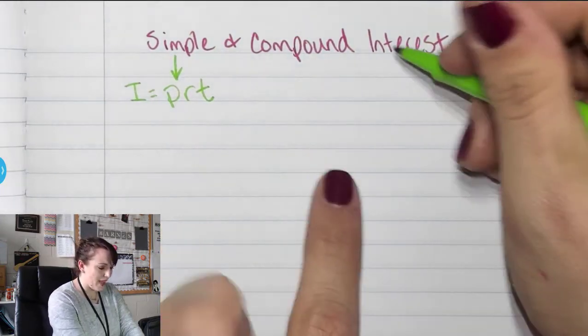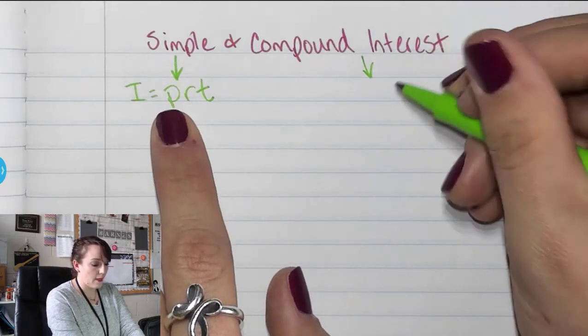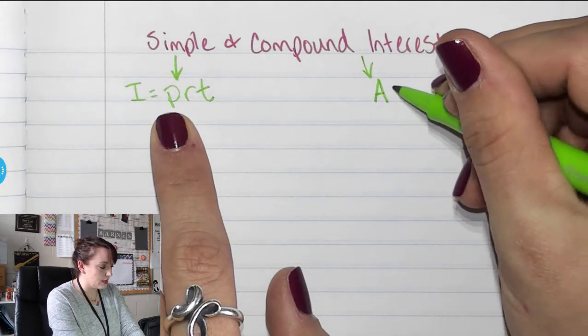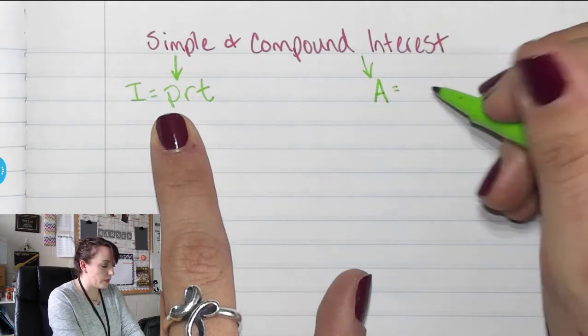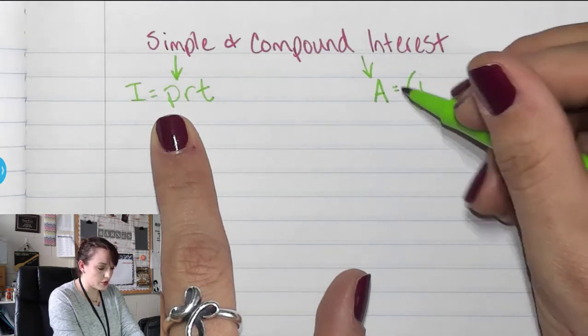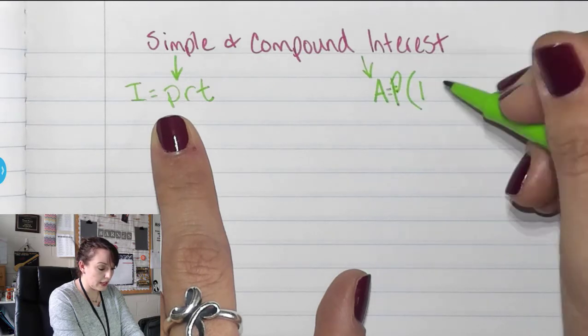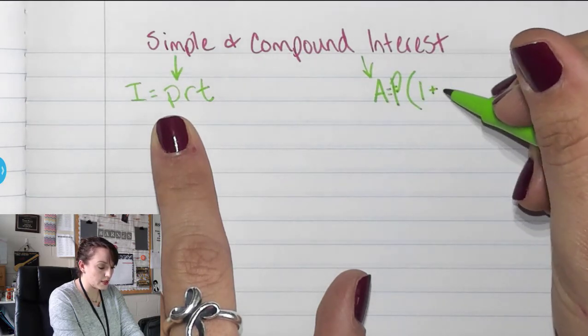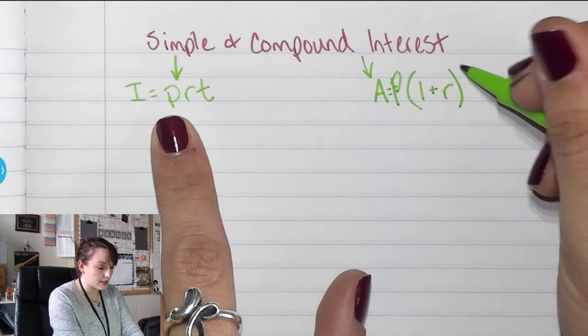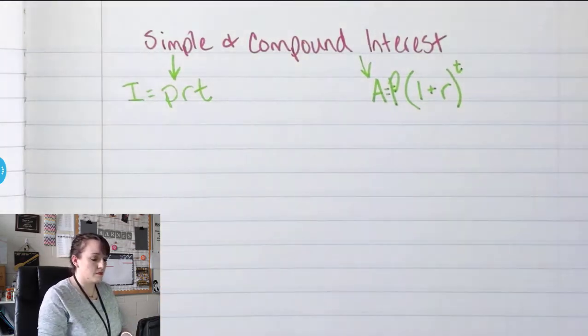And then compound interest. This is done one time. This one is done over and over, but there is a formula. I messed up. There should be a P here. A equals P, parentheses, 1 plus R, close parentheses, to the T.